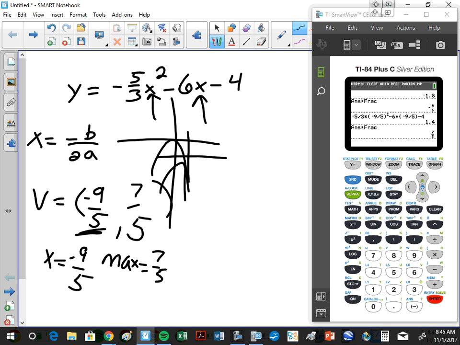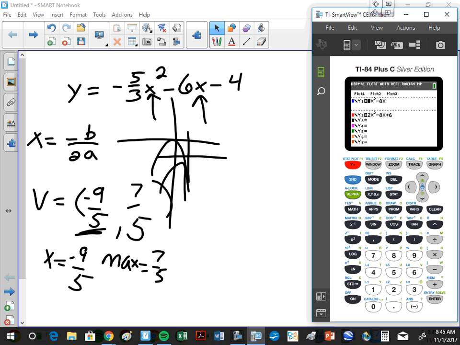Now, if you don't understand the negative b over 2a, that's okay. You can always graph it. So turn on your calculators and graph negative 5/3 x squared minus 6x minus 4. So if you struggle with this algebraic manipulation, that's okay. You can always use your graphing calculator.